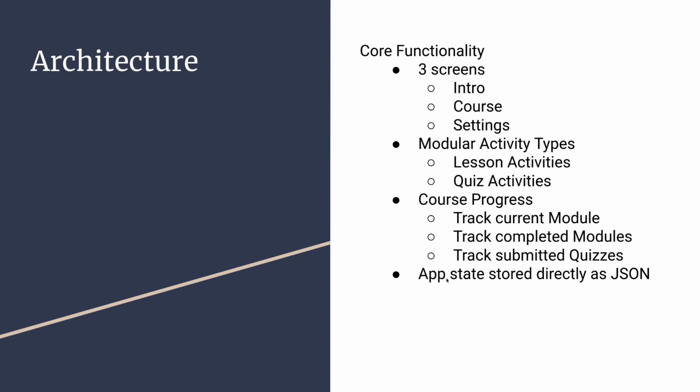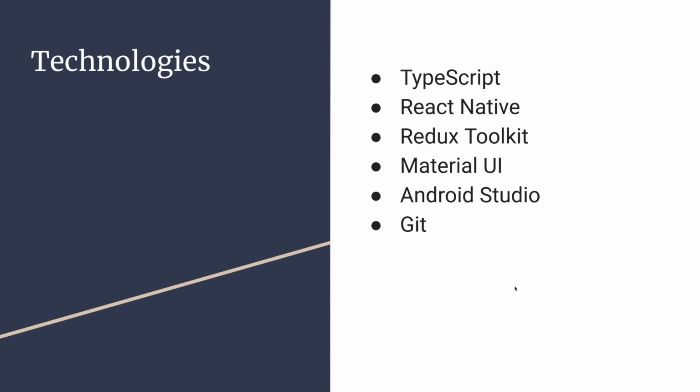Our app state also was nicely able to be stored just directly as a JSON file on the phone, so that's really convenient that we're able to just take any state that we build out and we can just store it and load it right back up when the app starts again.